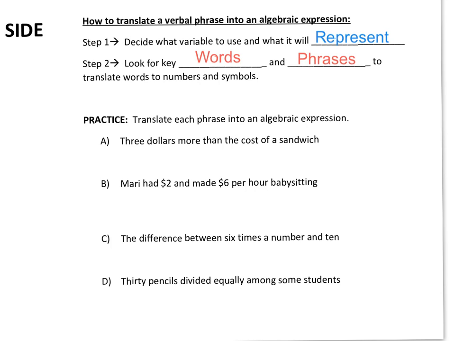So for letter A, we have $3 more than the cost of a sandwich. So we know that our value is $3, so it's the number 3. Then we notice we have a key phrase, more than. Because of the word than, we know we're going to have to switch whatever the cost of the sandwich is. And in this case, the cost of the sandwich is our unknown, and that would be our variable. So the word more actually means to add.